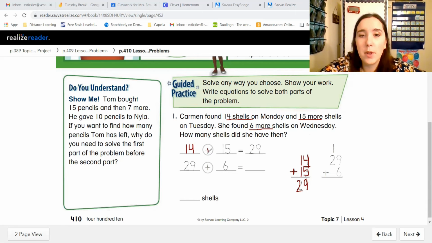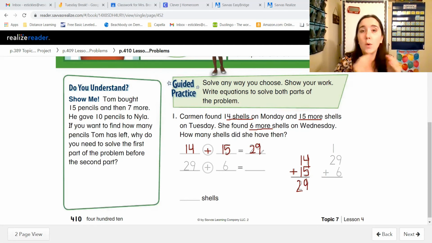So 14 plus, in these circles, you guys remember you always put a plus sign or a minus sign depending on what we're doing. And then 14 plus 15, and we got 29 as our answer. So remember, this is just for Monday and Tuesday. We still have shells that she found on Wednesday. So now I'm going to do my work over here.